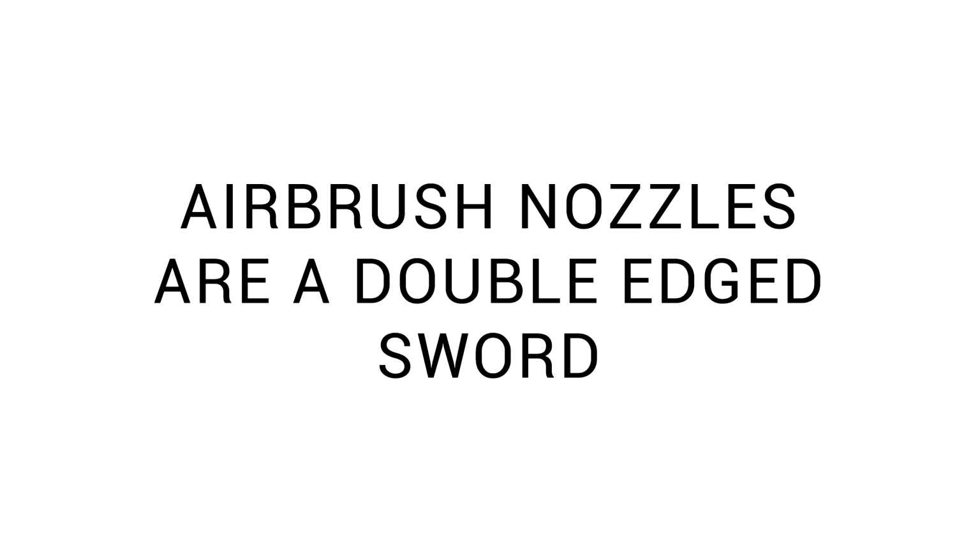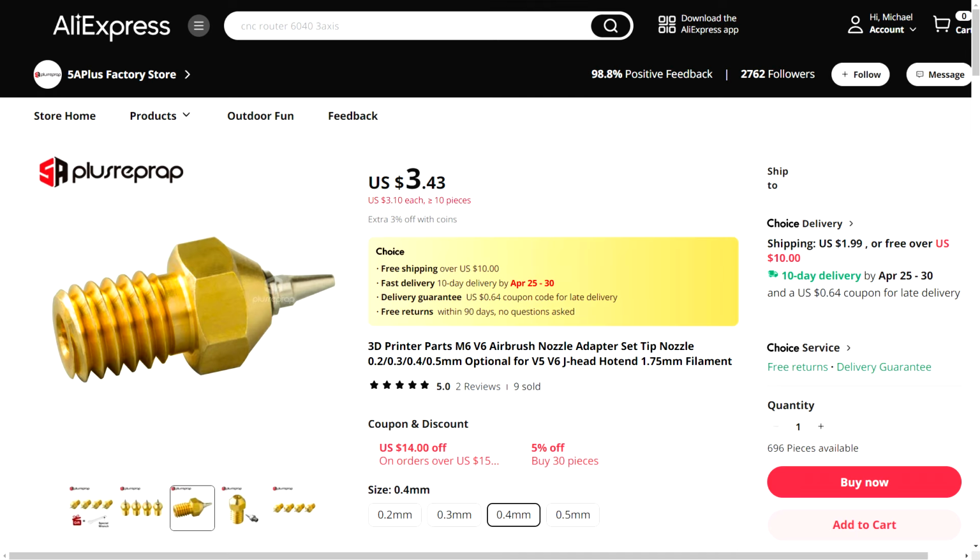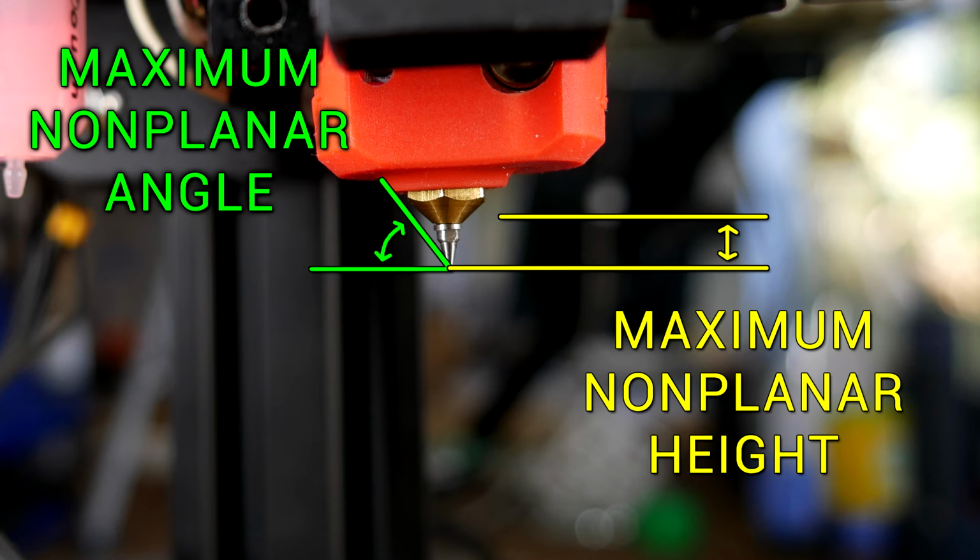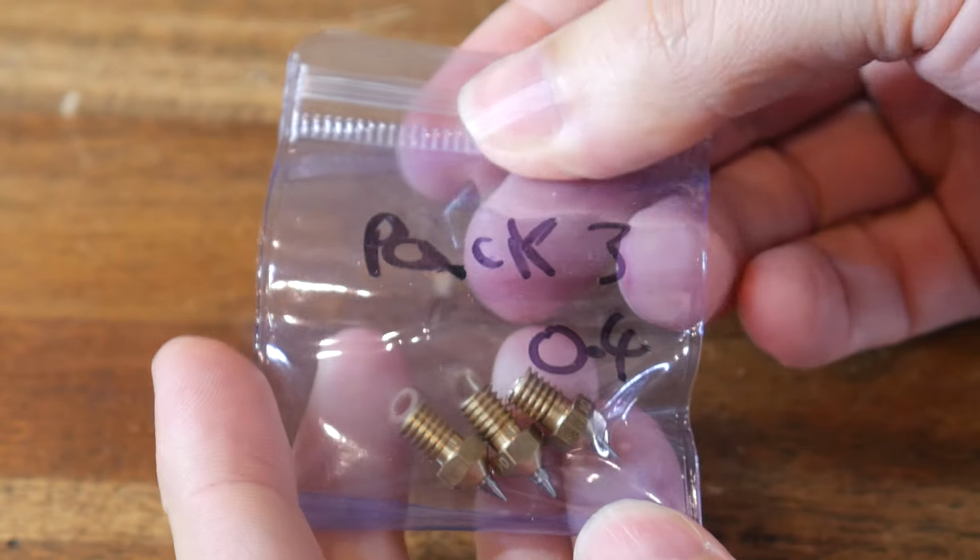The next thing I learned is that airbrush nozzles with an adapter are a double-edged sword. These were suggested by people in the comments of my previous video. They take an airbrush nozzle and then have an adapter with an M6 thread to go onto a 3D printer hot end. On paper, these are perfect for the job, with a huge clearance angle and height compared to regular nozzles. In practice, I have found some issues.